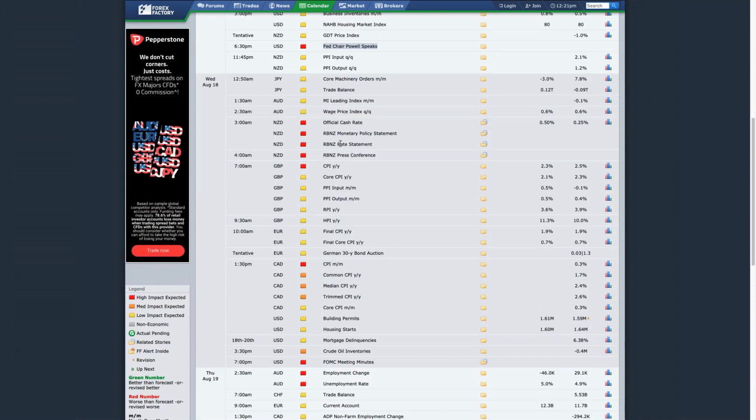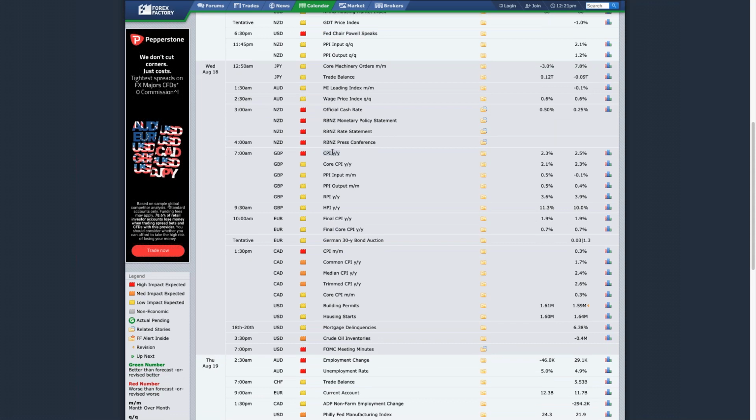Overnight, we have the RBNZ rate decision. That's going to be key. We've covered that. Inflation, key for the UK, very important. Now, remember, one of the big concerns in markets at the moment is that if inflation gets out of control. So, what will lend more upside to the pound this week is if that inflation data comes in hot.